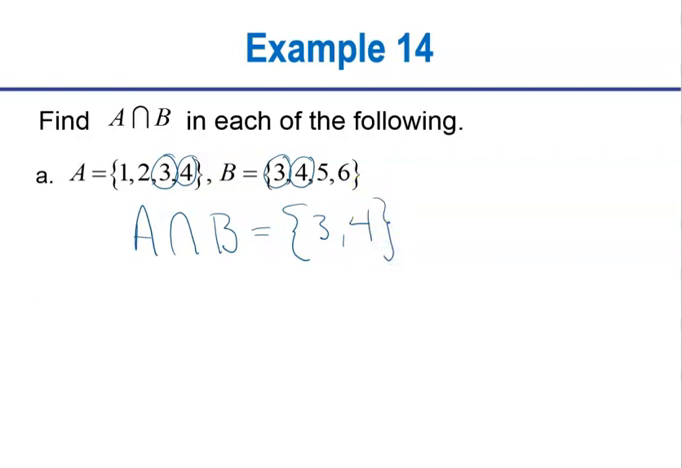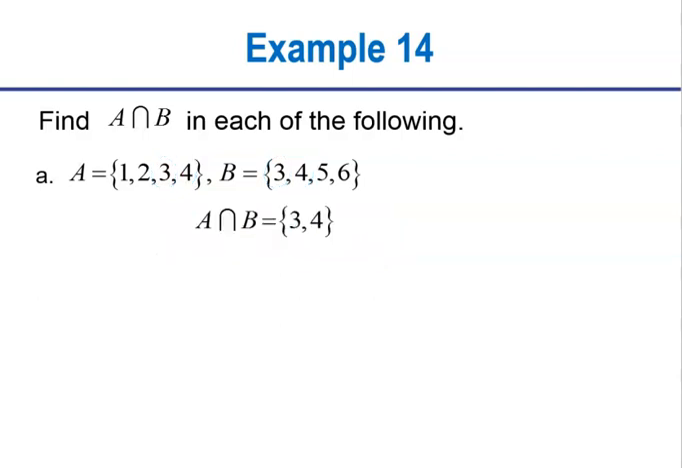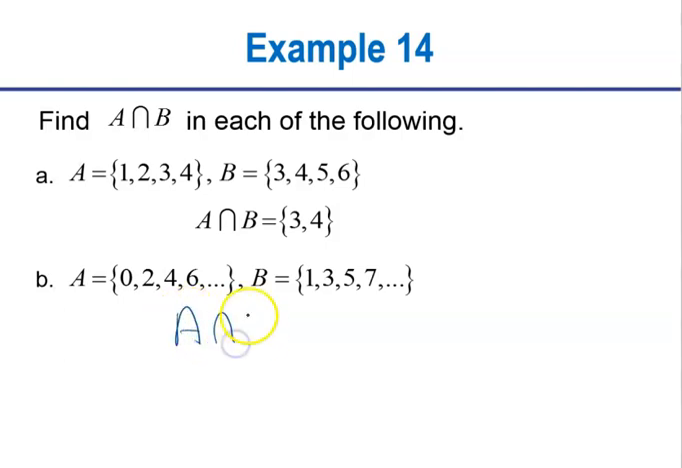Now if I show you the typed version of that, there you go. A intersection B is 3, 4. Let's try another problem. Next we want to take a look at the set A, which is the set 0, 2, 4, 6, and B is the set 1, 3, 5, and 7. And so our goal is to find, again, A intersect B, and we're going to list what they have in common.